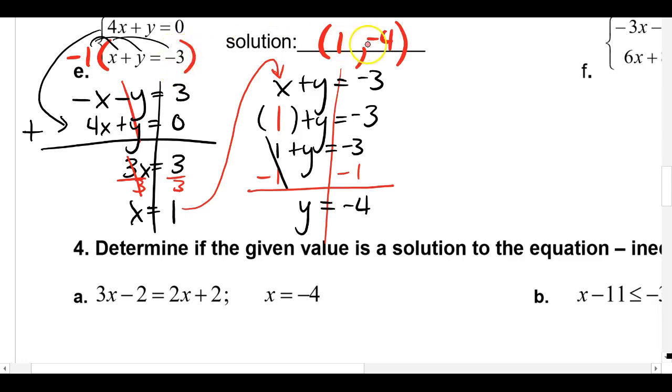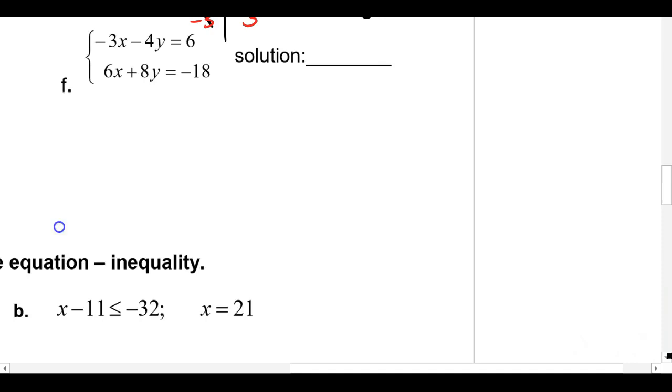And it does. And if I plug in 1 here to the x on the first equation and negative 4 to the y in this first equation as well, let's see, that's 4 times 1. And then minus 4. Well, 4 minus 4 is 0. So these answers are correct. And that's how you can check it. So just go ahead and plug it back into your original equation to check your answer. Okay, let's go over to F.